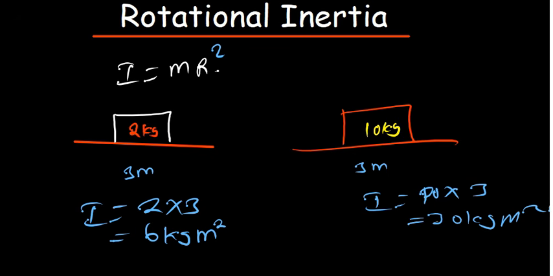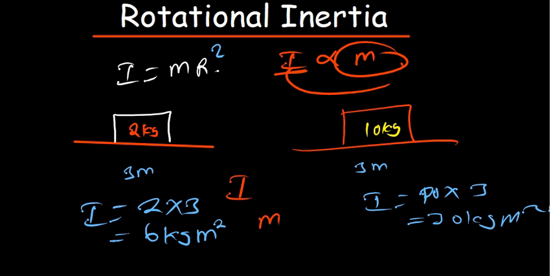So as we can see, the object with bigger mass tends to have greater inertia. So what we can conclude is that inertia depends on mass. Inertia is directly proportional to mass. As the mass gets bigger, inertia will also go up. If the mass goes down, inertia will go down.